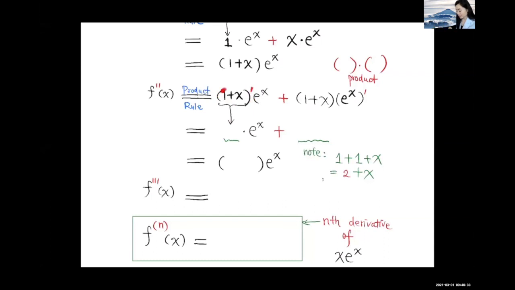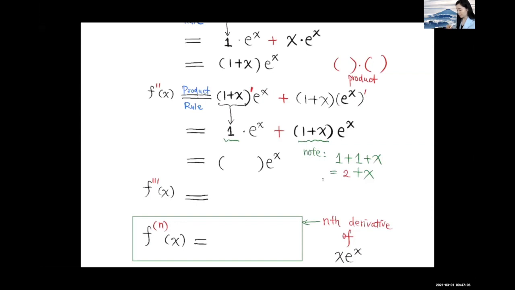The derivative of 1, what's the derivative of a constant? It is 0, right? And then the derivative of x here is 1, okay? And then times e to the x over here, adding. Now this first function you just copy, so you have 1 plus x, times the derivative of e to the x, that will be e to the x.